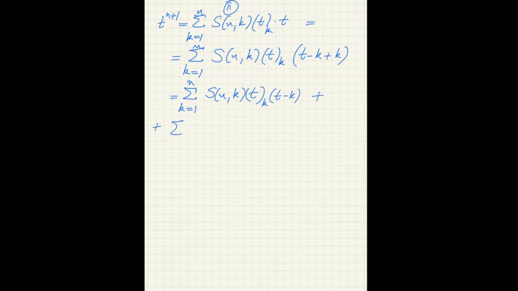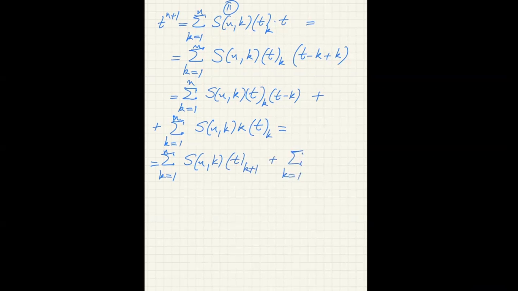plus, I'll write it as a separate sum, summation from k equals 1 to n of S(n,k). There is a k there, so k times t falling factorial k. And the first sum becomes summation from k equals 1 to n, S(n,k), t falling factorial k plus 1, plus summation from k equals 1 to n, S(n,k). It's a k in front, t falling factorial k.